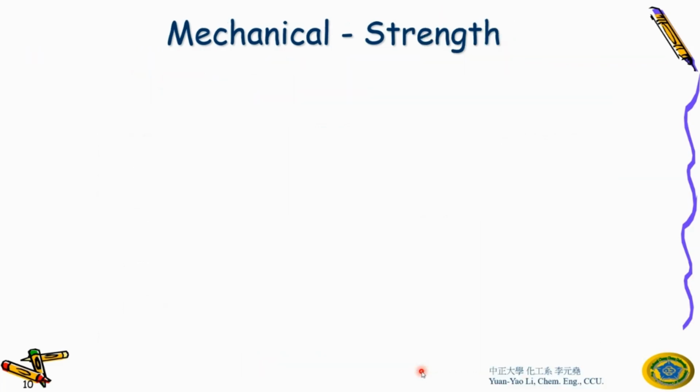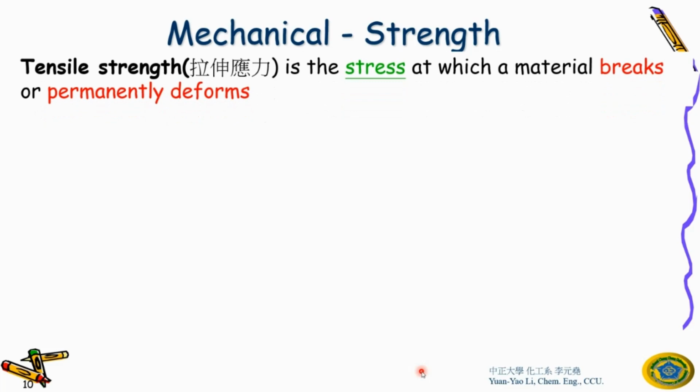Okay, so the stiffness, the next one is strength. For the definition of strength, here we introduce tensile strength. Tensile strength is the strength at which the material breaks or is permanently deformed. The previous page tells us about deformation, but it's not permanent deformation. You can recover, but with strength we talk about permanent deformation.